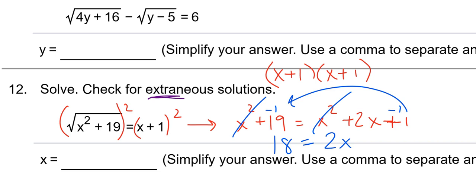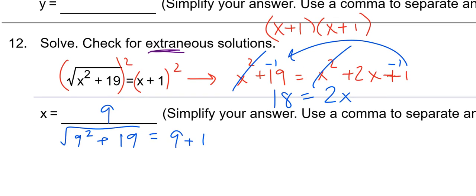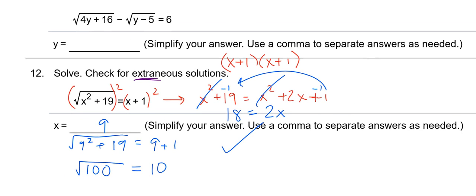So what does 1x equal? 9. Now, if you want to go back and plug it in, 9 squared plus 19, take the square root. And on the other side, 9 plus 1, we end up with the square root of 81 plus 19, that's the square root of 100. Is the square root of 100 equal to 10? Yes. Ding, ding, ding, we got a good answer. There was only one possible answer there, and it worked.